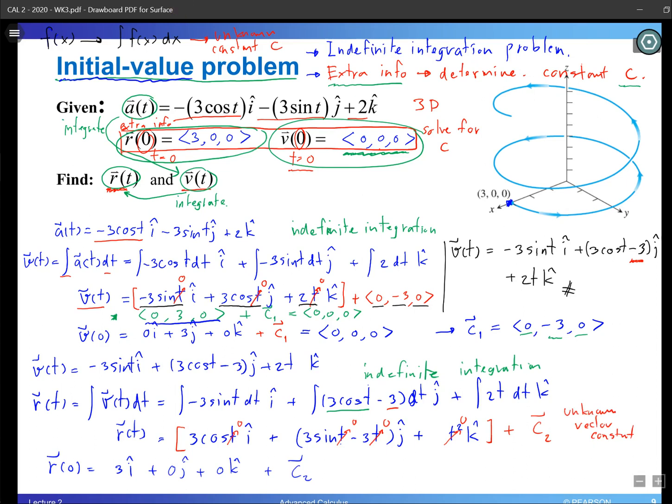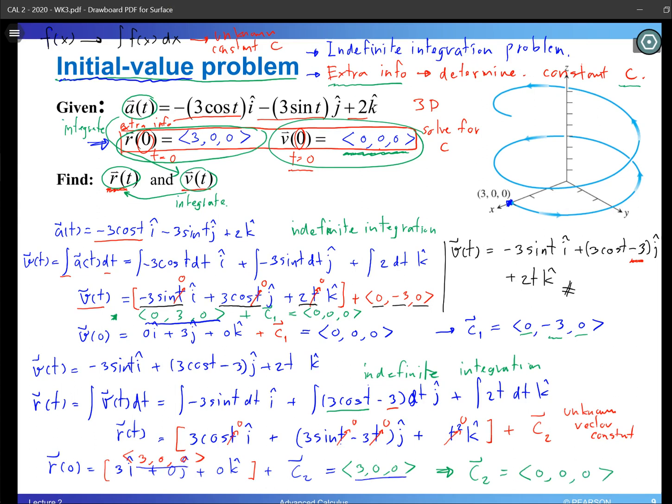Okay, so here let's combine them. These three, they are together, and you can see that this is 3, 0, 0 plus this vector C2, and it has to be equal to what is given to us, which is here, r of 0. It has to be equal to this 3, 0, 0. And if you balance these equations, you are going to get C2 to be equal to this vector 0, 0, and 0, right? Because these are the same. So in the end, C2 has to be 0.